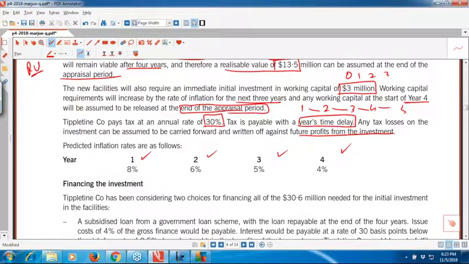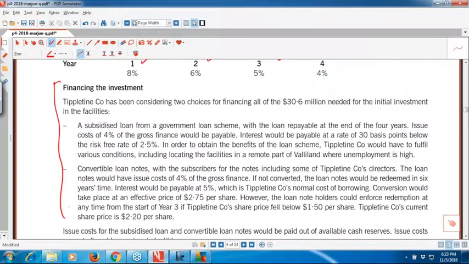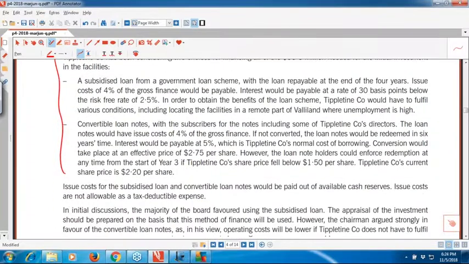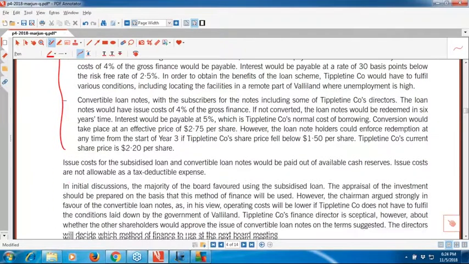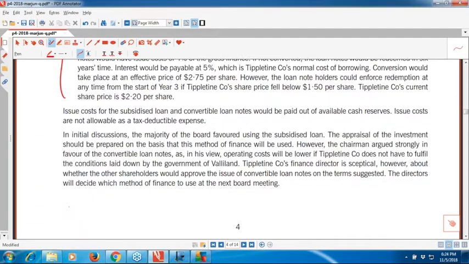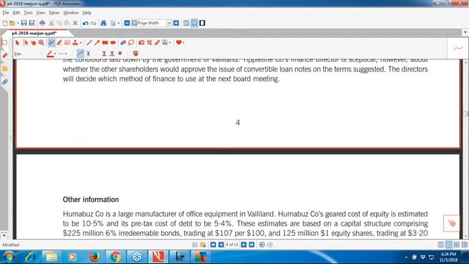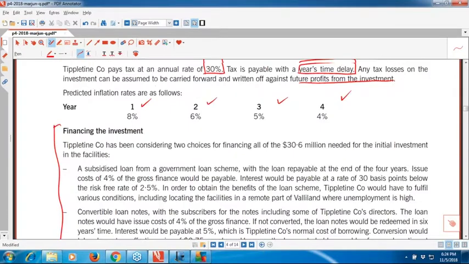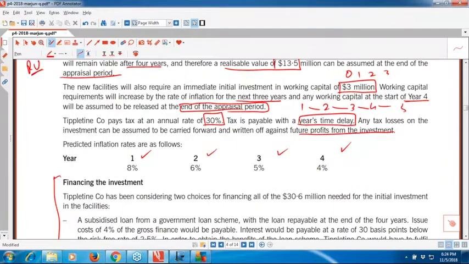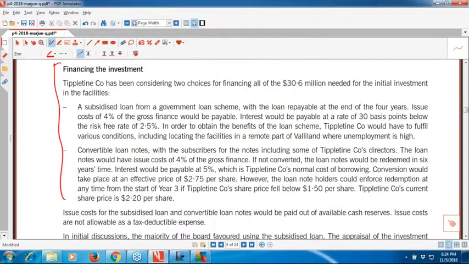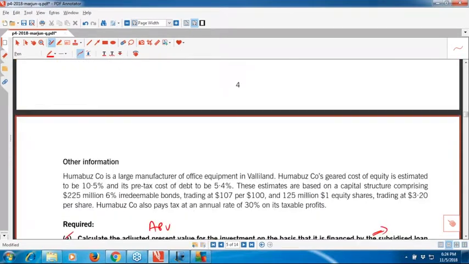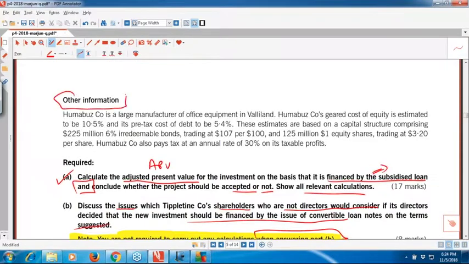Now, this is actually the financing element of the question. So I'm going to ignore the financing effects right now. First of all, we are going to perform the calculation on the basis of the base case NPV, and then we would separately discuss the financing side effects. So I'm ignoring this whole part right now, and what I am going to consider is this part, which is the other information part.